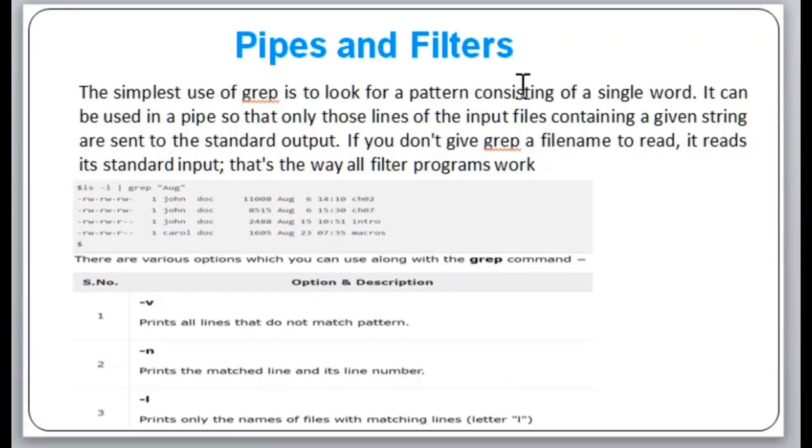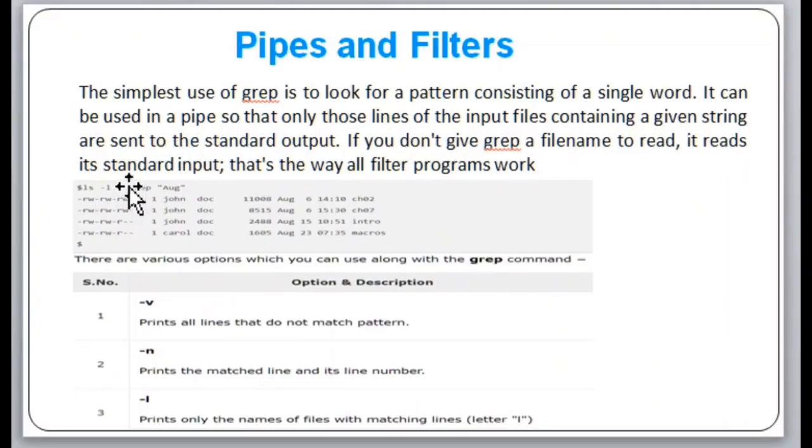The simplest use of grep is to look for a pattern consisting of a single word. It can be used in a pipe so that only those lines of the input files containing a given string are sent to the standard output. If you don't give grep a file name to read, it reads its standard input. That's the way all filter programs work.